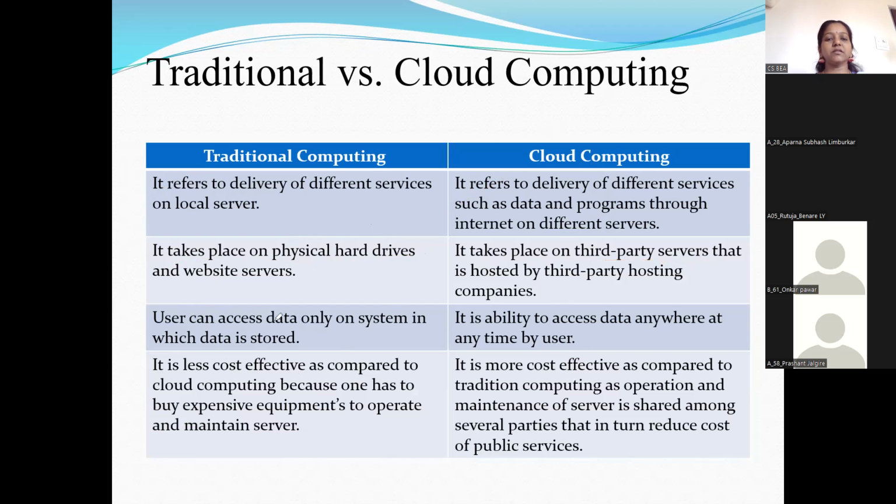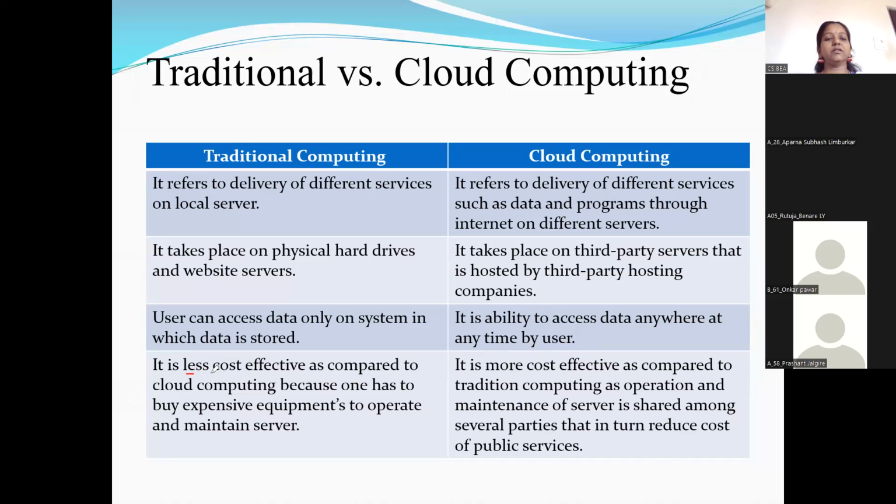In traditional computing, the user can access the data only on the system on which the data is stored. So wherever users save their data, at that location only can you find your own data. But in the case of cloud, you can access the data anywhere at any moment of time, that means the user.